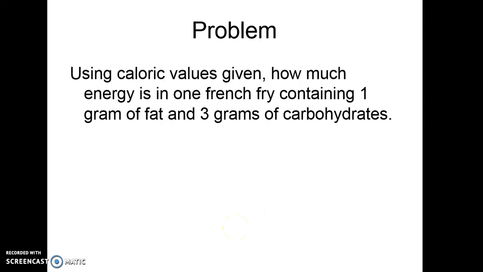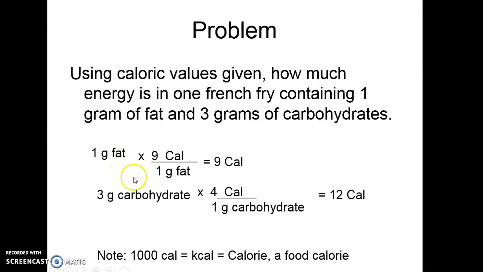So remembering the caloric values given in the previous slide, how much energy is in one little French fry containing 1 gram of fat and 3 grams of carbohydrates? Well, this basically is a conversion problem. So we set it up to do a conversion. Now, you can't do it all in one step. You have to do each one separately.